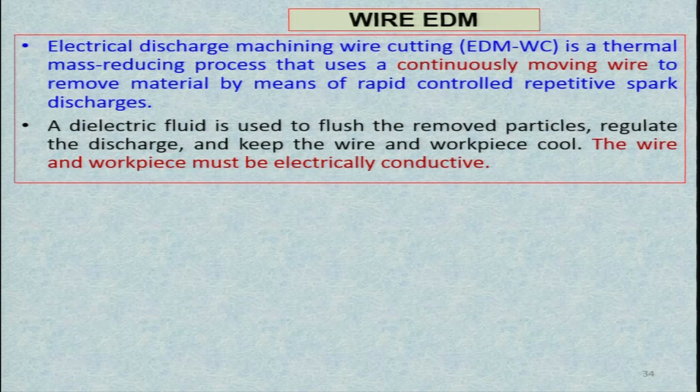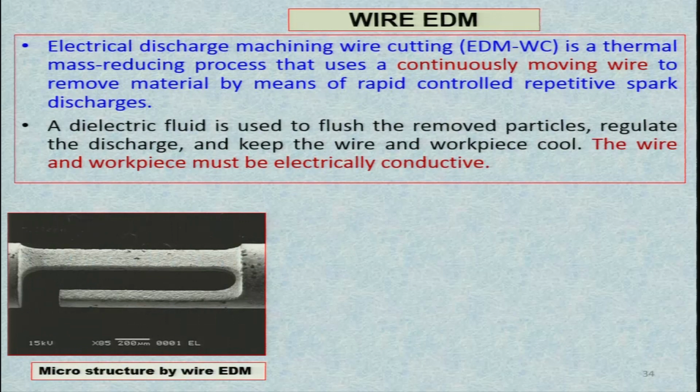The wire and workpiece must be electrically conductive. This is the preliminary requirement of any wire EDM and EDMM process. Here you can see the microstructure made by wire EDM process. You can see this is the scale of 200 microns, and all these dimensions are less than or equal to 200 microns, and it is really difficult to make such kind of structure by other processes.